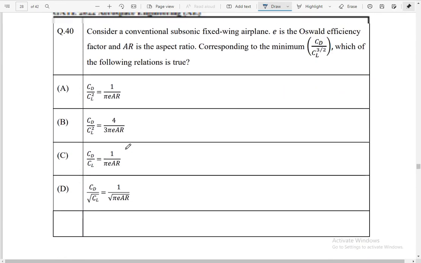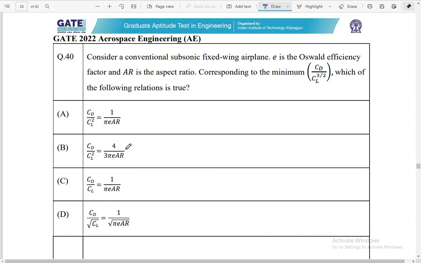For question number 40, consider a conventional subsonic fixed wing airplane. E is the Oswald efficiency factor and AR is the aspect ratio corresponding to the minimum power. Which of the following relations is true? So according to the minimum power CD by CL to the power 3 by 2, which one is true?